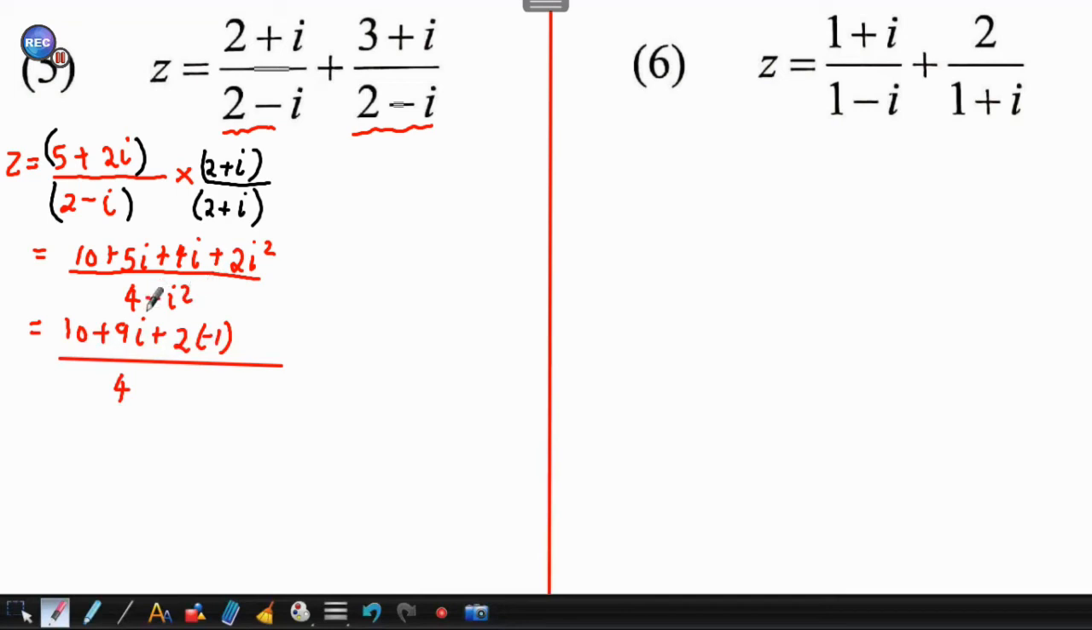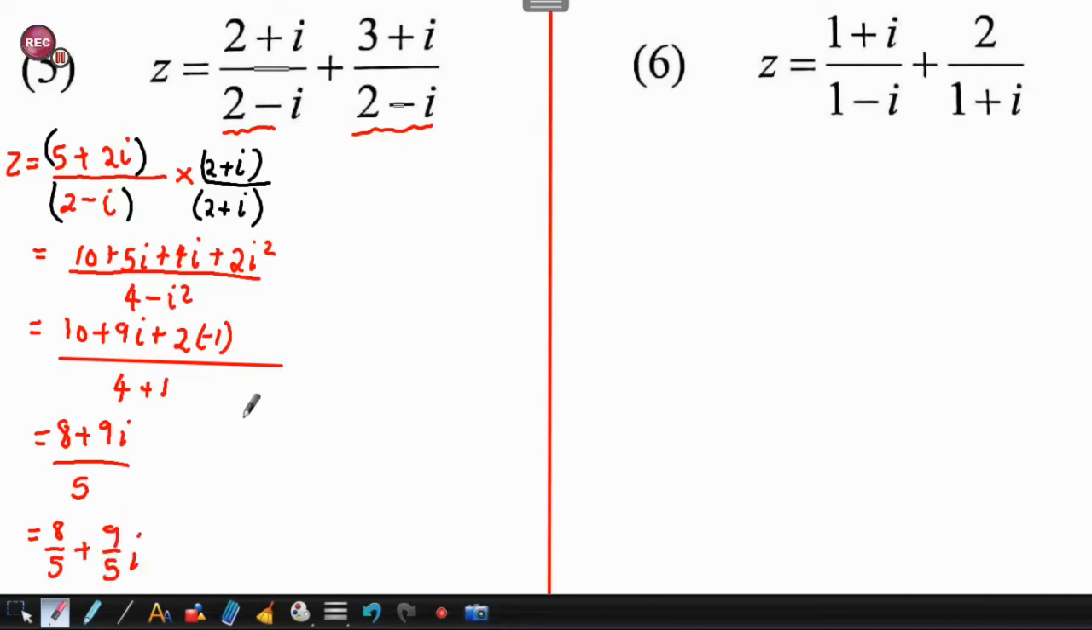So negative 1 times negative gives you a positive 1, sorry. Then the answer now is, if you see here, you have 2 times negative 1, which is negative 2. So 10 minus 2 gives 8 plus 9i over 5. Now, this can be written as 8 over 5 plus 9 over 5i.